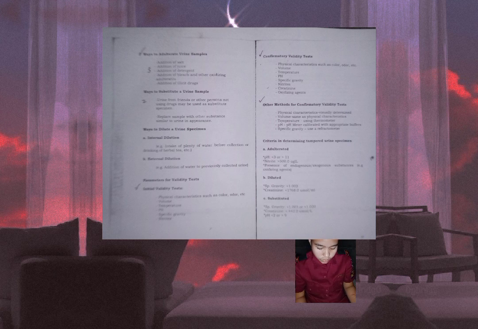So, ways to dilute a urine specimen. Letter A is internal dilution, so intake of plenty of water before collection or drinking herbal tea. B, external dilution, so addition of water to previously collected urine. Next is parameters for validity test. There are 6 essential validity tests. One, physical characteristics such as color and odor. Two, volume. Three, temperature. Four, pH. Five, specific gravity. And last is nitrates.